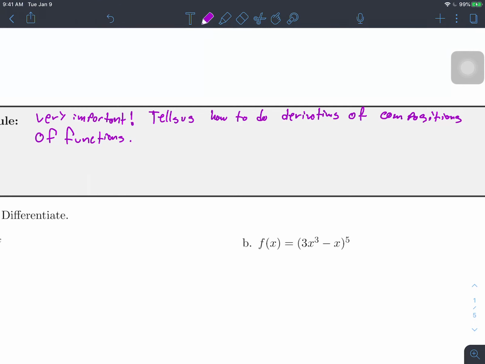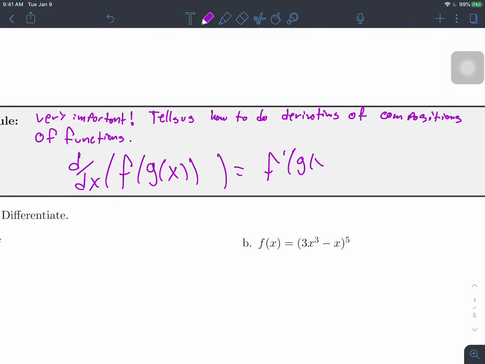All right, rule time. The derivative of, remember that's what this all means, the derivative of f of g of x. We get f prime of g of x times g prime of x.